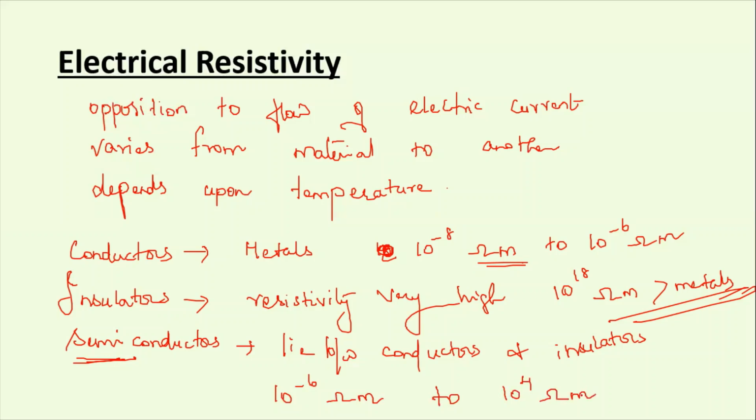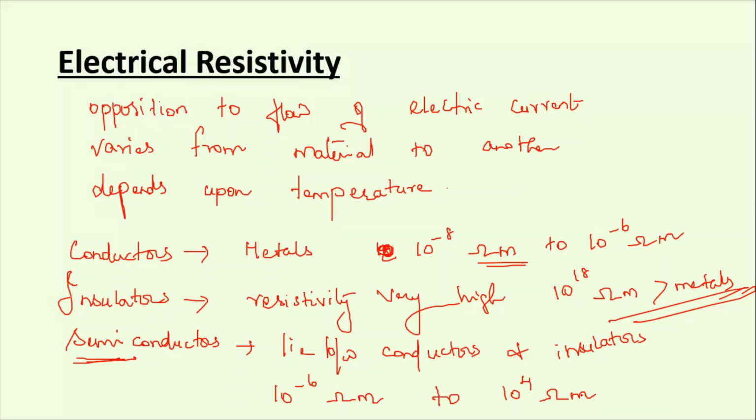So electrical resistivity is the opposition to the flow of electric current, first point, and it will vary from one material to another material. It will depend upon the temperature. So generally, based upon the conductivity, we are classifying substances into three categories: conductors, insulators, and semiconductors. Conductors allow electric current to flow through them. Example, metals. So the resistivity is very less, in the range of 10 power minus 8 ohm meter to 10 power minus 6 ohm meter. Example, we said copper and aluminium, right?